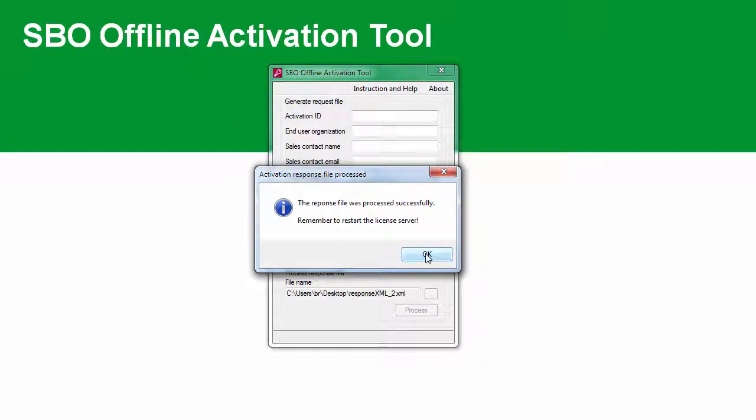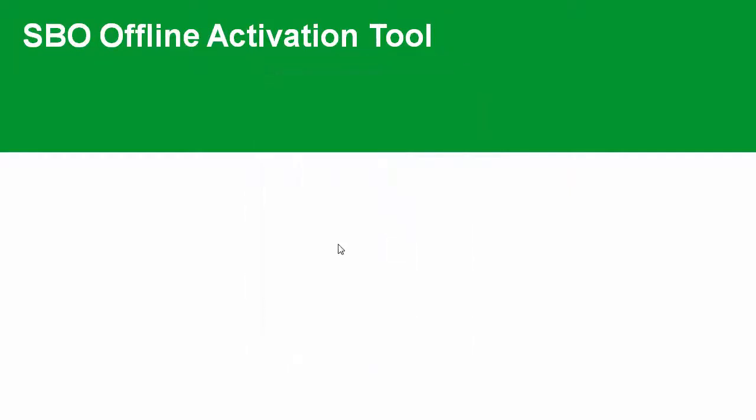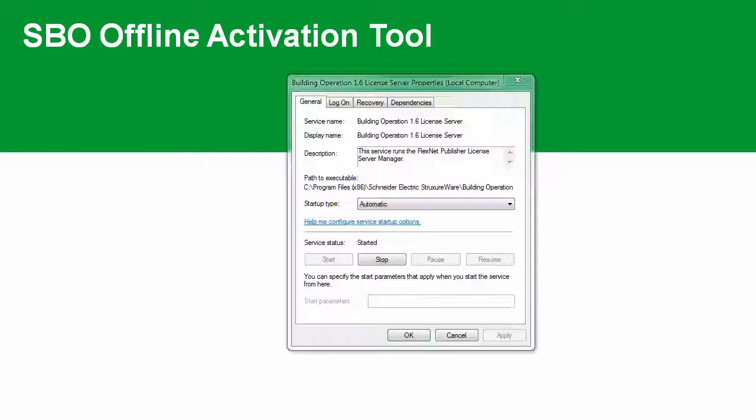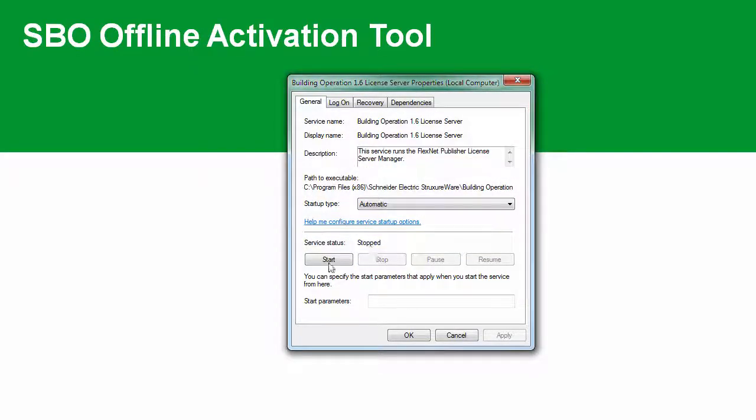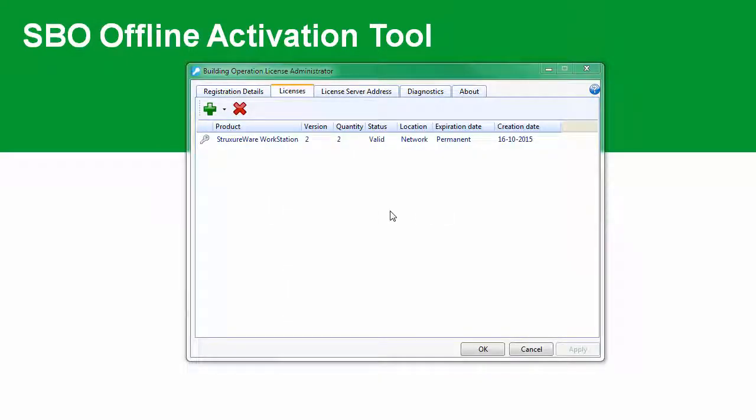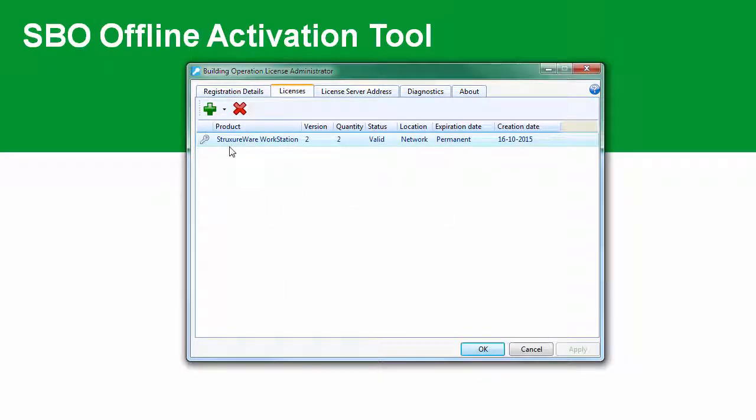Now I have to go and restart my license server. So I'll find it here, I'll stop it, start it. And now when I open the license administrator, I can see that my Struxureware workstation has been activated with the quantity of 2.